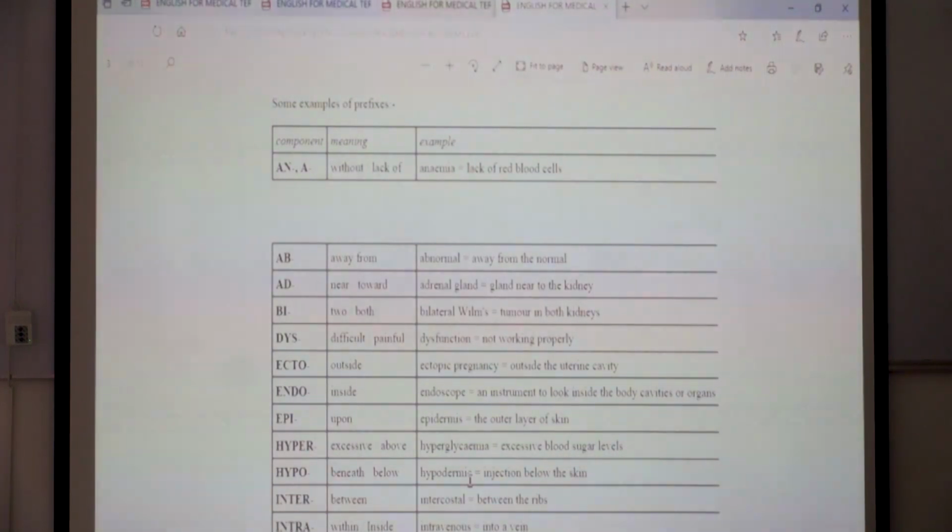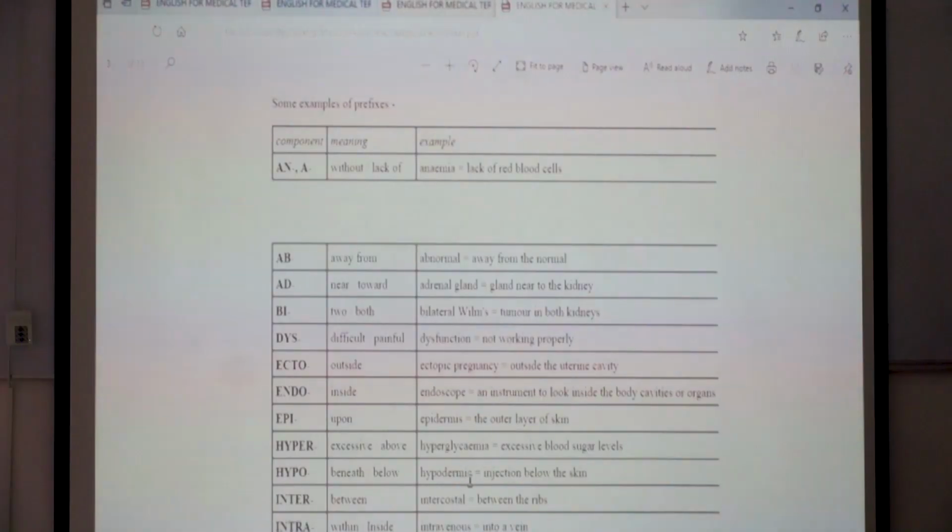Endo mean inside. Endodontic, endoscopy. You see, all that mean inside. Endoscopy, الناظور. Endodontic, root canal filling. You see, like this.